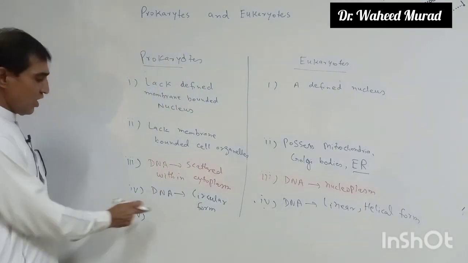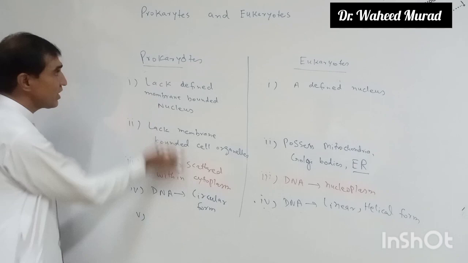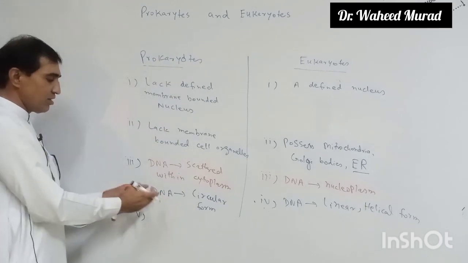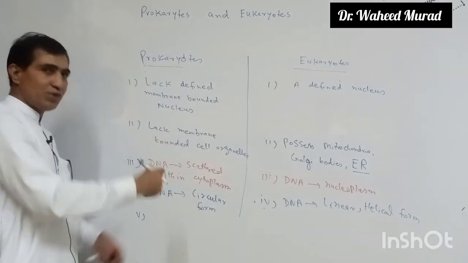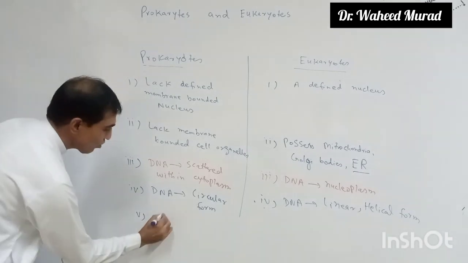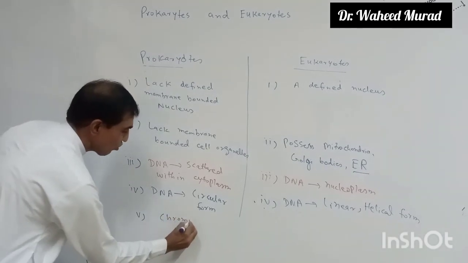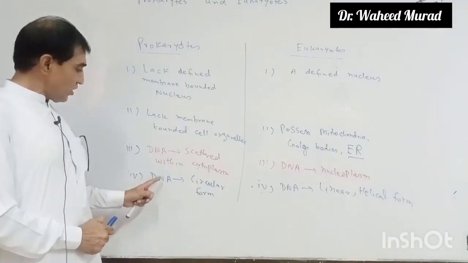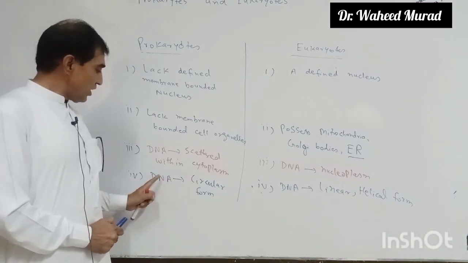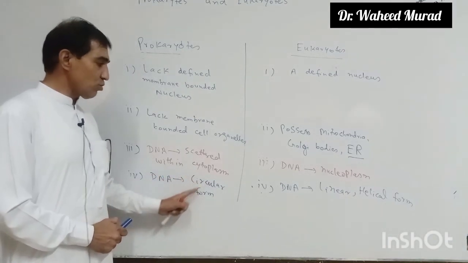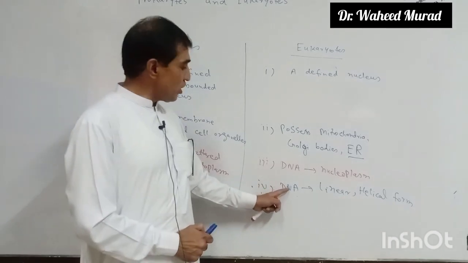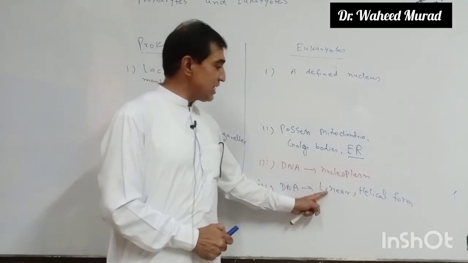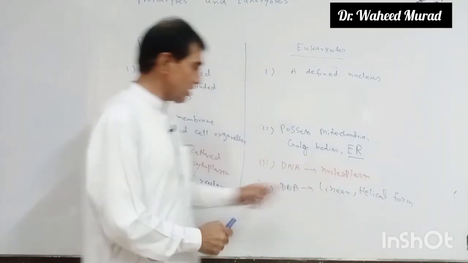Next one. There is no proper chromosome in prokaryotic cell. Because the genetic material is present in the circular form, here the chromosome is absent. So, as I told you, in case of prokaryotic cell, the DNA is circular in form, while in case of eukaryotic cell, the genetic material may be linear or in helical form. So this is another difference.